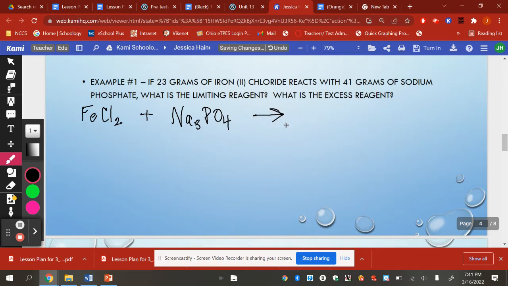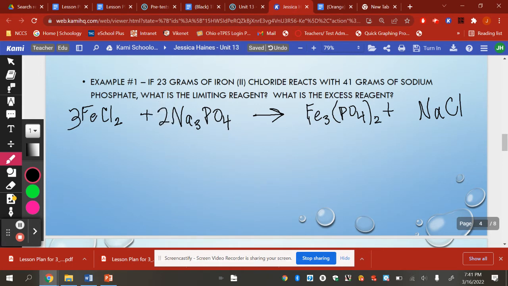So the iron is going to combine with the phosphate. It stays as iron 3. So we have Fe3(PO4)2 plus, and then the Na and the Cl, of course, make sodium chloride. All right, then I'm going to balance. I need 3 irons over here. I need 2 phosphates here. And then I need 6 sodiums and 6 chlorines. So again, this is all stuff you know how to do. Just going through it faster.